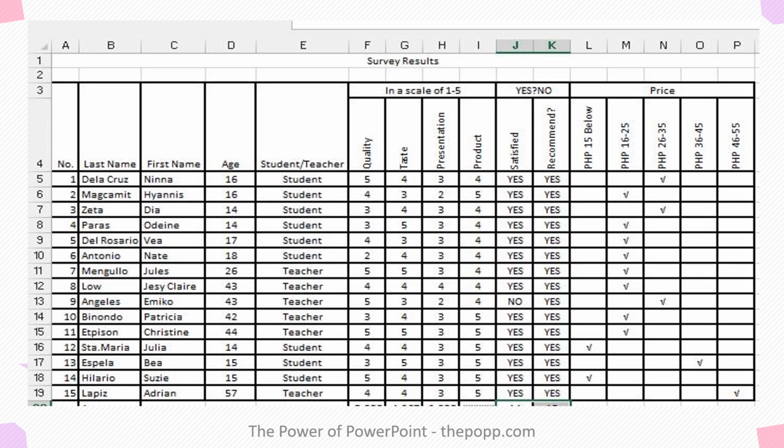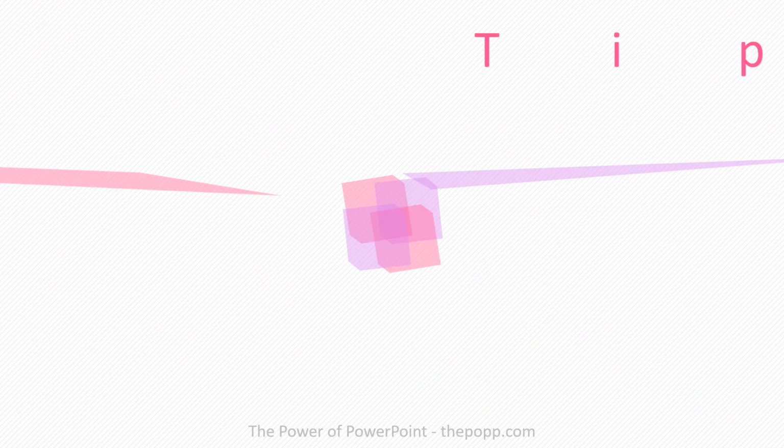So, this is an example of a result. For example, they have already made their product. So, this is their result for the quality, taste, presentation, and product satisfaction. And then, whether they recommend it. And then, their profit, you can also see on the side, in a box, checked whether they earned a profit or not.